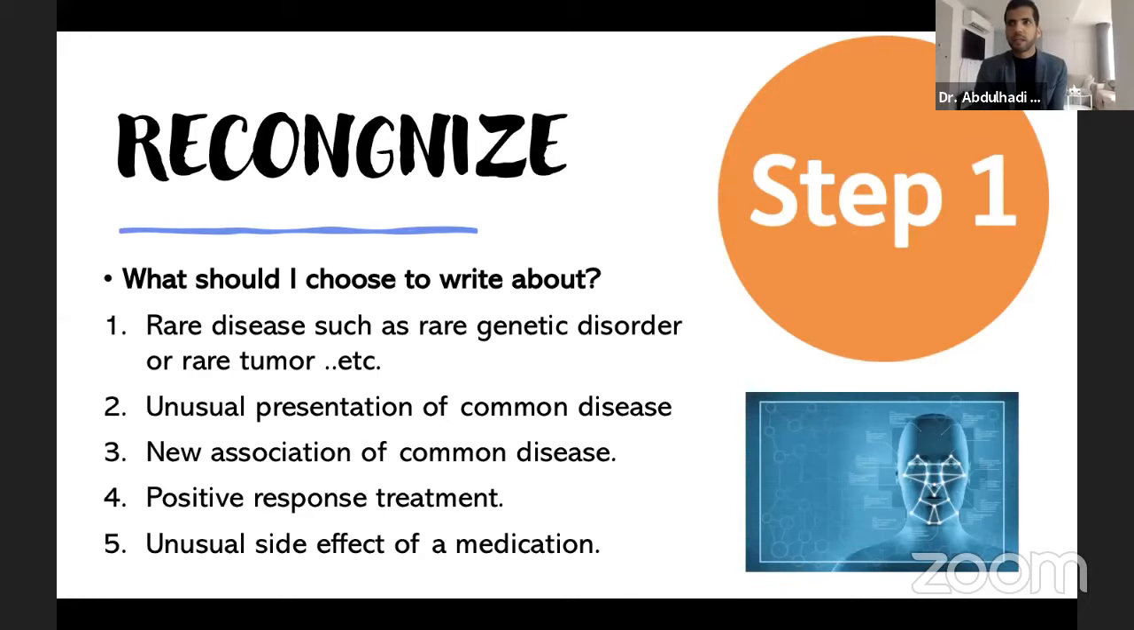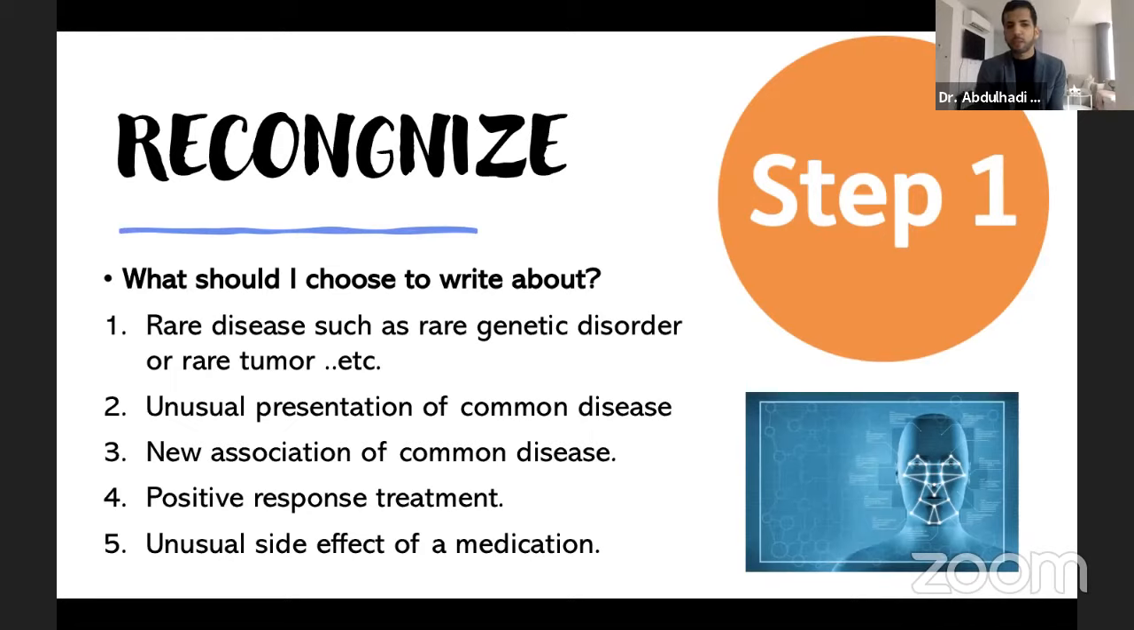The other thing is, let's say, for example, lung cancer. We know that it usually occurs in smokers, elderly. So let's say there's someone who's young, like 10 years old, never smoked, and developed lung cancer. That's an unusual presentation of maybe something common. There's also the association we mentioned, like, let's say psoriasis, for example, a chronic skin disease, but then they got some joint inflammation called psoriatic arthritis. So that's an association of a common disease.